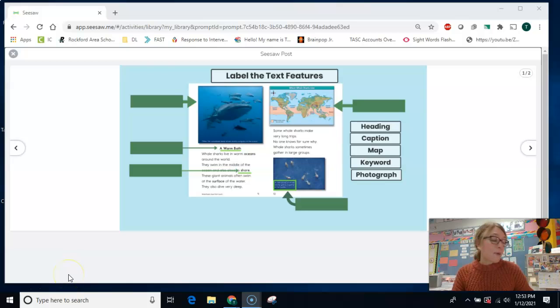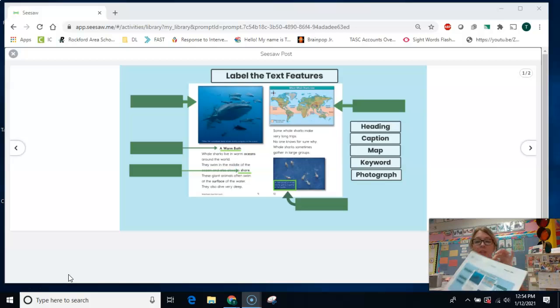A warm bath. Whale sharks live in warm oceans around the world. They swim in the middle of the ocean and also close to shore. These giant animals often swim on the surface of the water. They also dive very deep. Some whale sharks make very long trips. No one knows for sure why. Whale sharks sometimes gather in large groups.